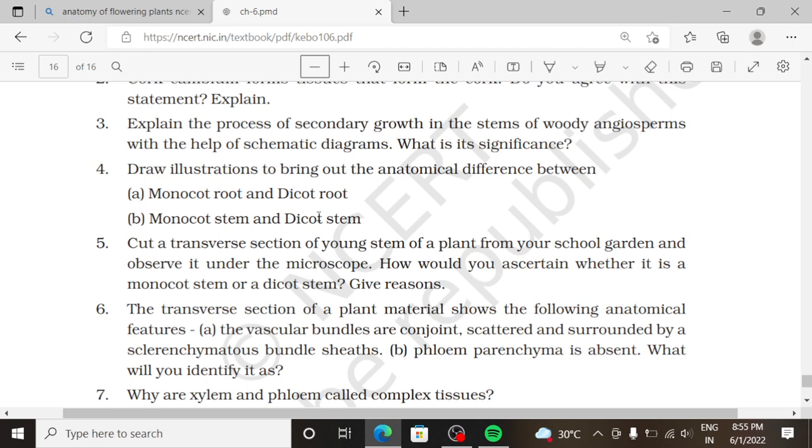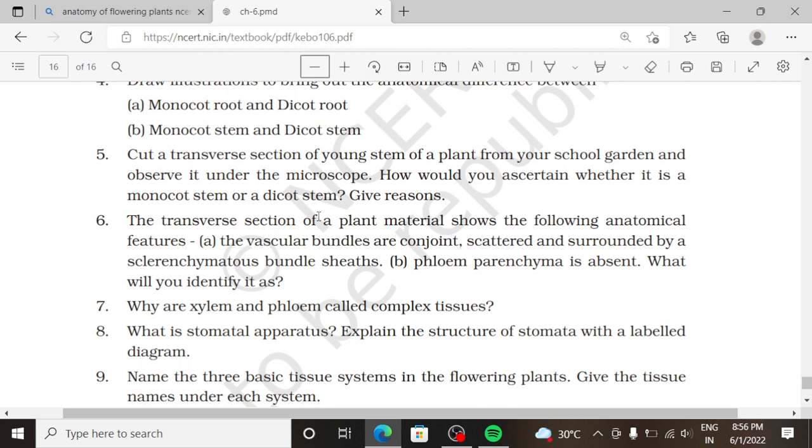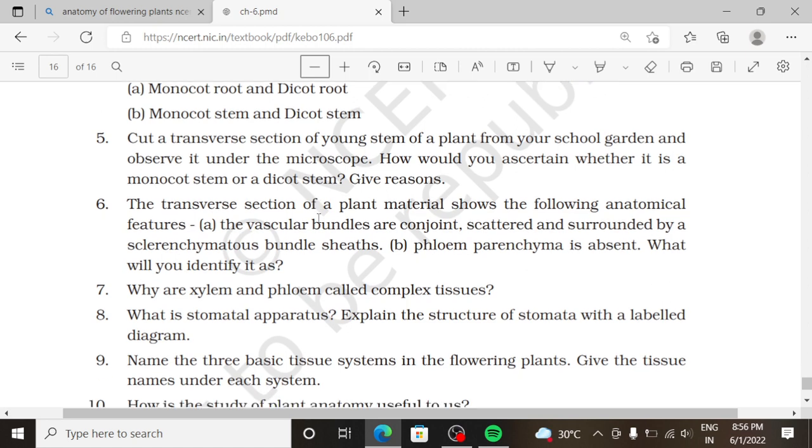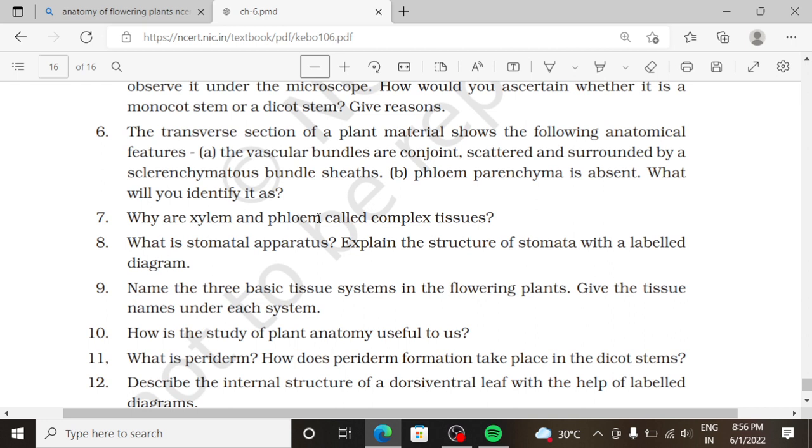Fourth is draw illustrations to bring out the anatomical difference between monocot root and dicot root, and monocot stem and dicot stem. Fifth is cut a transverse section of young stem of a plant from your school garden and observe it under the microscope. How would you ascertain whether it is a monocot stem or dicot stem? Give reasons. Sixth is a transverse section of a plant material shows the following anatomical features: A, the vascular bundles are conjoint, scattered and surrounded by a sclerenchymatous bundle sheath, and B, phloem parenchyma is absent. What will you identify it as?